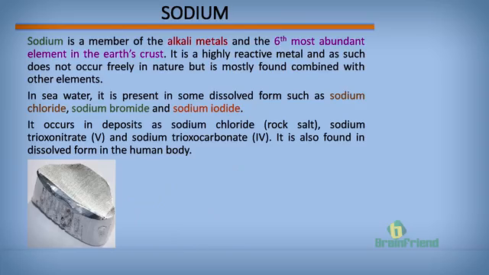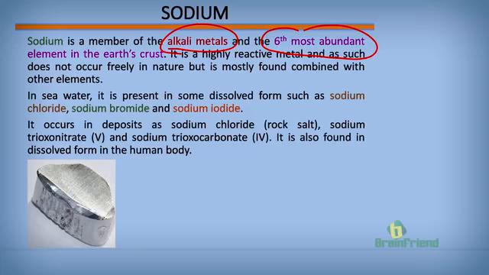Now, we'll be looking at sodium as one of the alkali metals. We're taking a case study of sodium. So sodium is a member of the alkali metals, as we have seen, and it is the 6th most abundant element in the Earth's crust. All right? It is a highly reactive metal, and as such, it does not occur freely in nature.